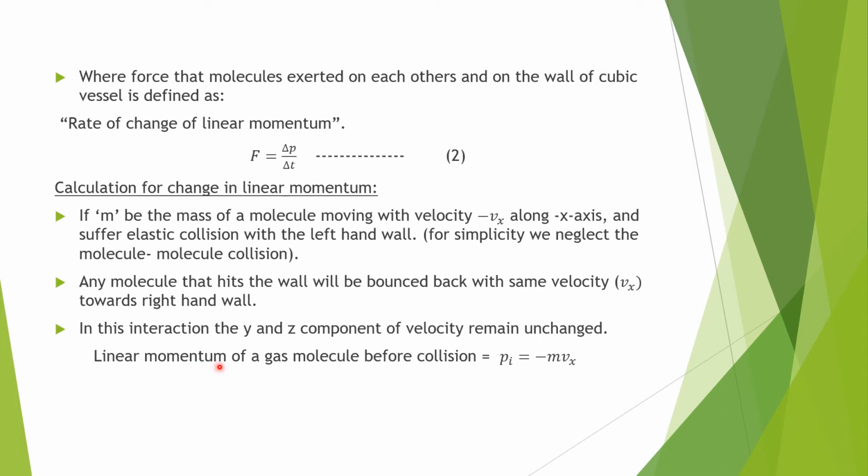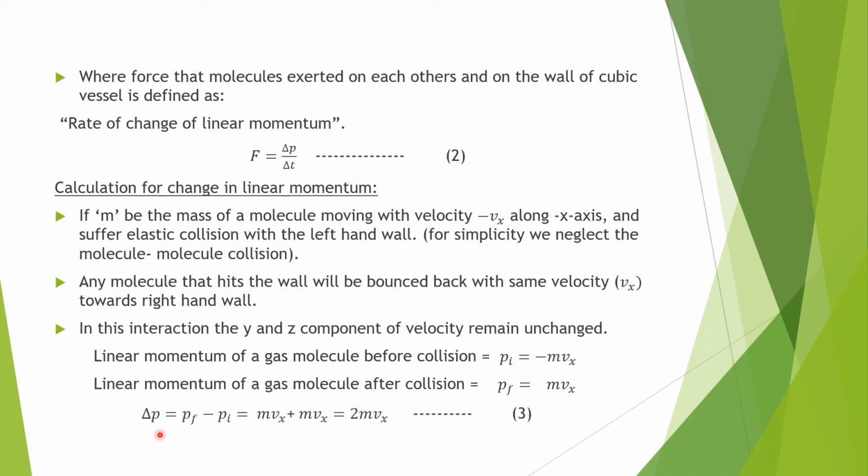The linear momentum of a gas molecule which strikes the wall, before collision, is minus mvx. We just multiply the mass and the velocity of the molecule, and the linear momentum after collision will be mvx. To calculate the change in linear momentum, delta p is equal to pf minus pi, which is mvx minus (minus mvx), which equals 2mvx. So the change in linear momentum of one molecule during collision is 2mvx. We mark it as equation 3.